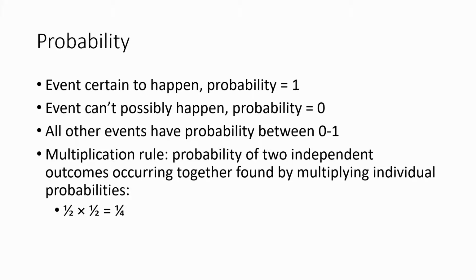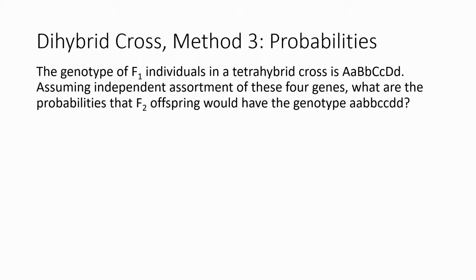Now, just keep this in mind. This is what you're going to use most of the time, but not always. The probability of 2 independent outcomes, 2 independent events happening together, is found by multiplying their individual probabilities. And that's what we've already been doing. All right, so straight up probability methods. We can use this to do any type of cross, all the way up to a tetrahybrid cross. So we did this in class, but let's do it again.